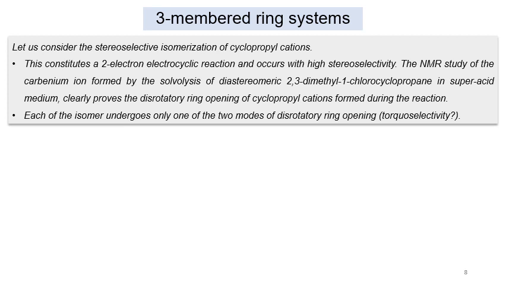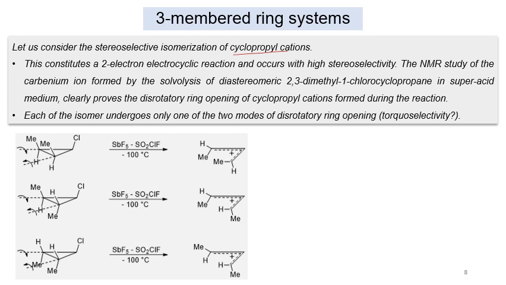Let's see now the variety of systems based on ring sizes. Let's first consider the three-membered ring systems. To see the three-membered ring systems, let us first go to the case of cyclopropyl cations. Cyclopropyl cations obviously are 4n plus 2 systems where n is equal to 0. So they are 2 electron systems. Obviously, they will undergo a disrotatory electrocyclic reaction, whether it is ring opening or ring closing.